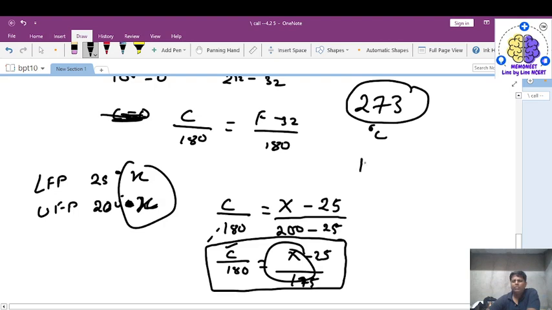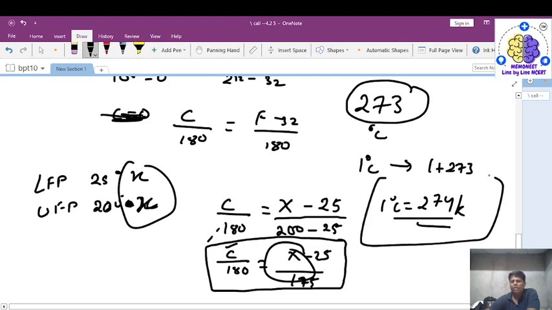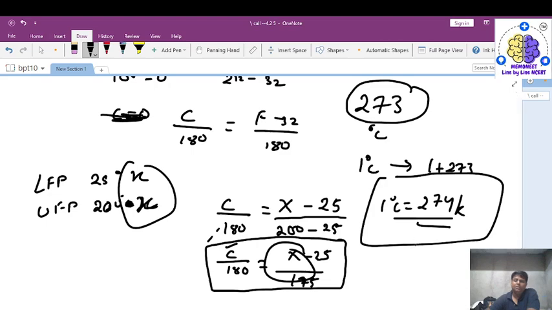Suppose we have a temperature of 1 degree centigrade. To convert it into Kelvin, what we'll do is plus 273. So 1 degree centigrade is equal to 274 Kelvin, right? This is the conversion in the Kelvin scale. This is the way we convert it to the Kelvin scale.